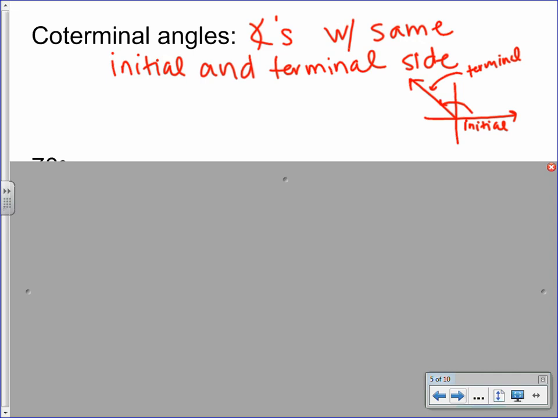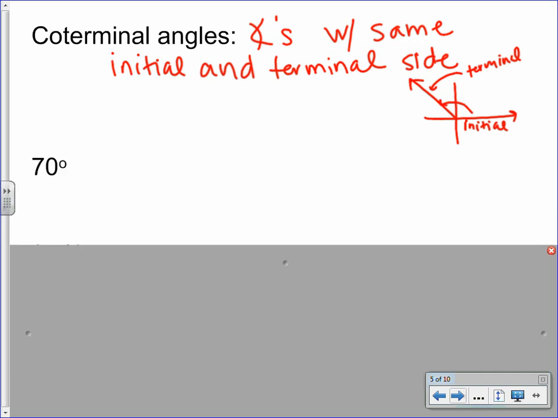So, we're going to talk about a couple different angles. We'll start with degrees because it's often easier to visualize degrees, since that's what you're more familiar with. So, 70 degrees. What quadrant does that lie in? Quadrant 1. Okay. It's okay, we're still getting warmed up from break, right? So there's 70 degrees. I want an angle that ends at that same spot. How could I find that?